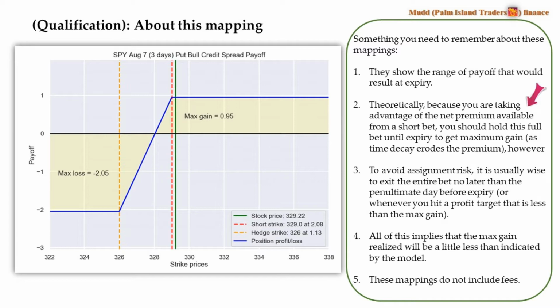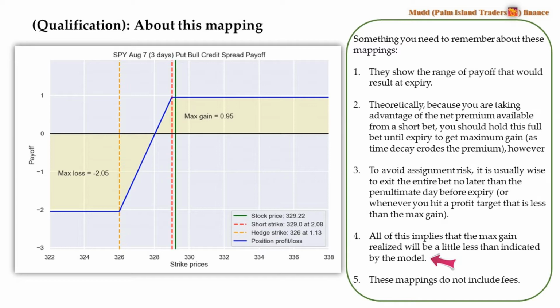they show the range of payoff that would result only at expiry. Theoretically, though, because you are taking advantage of the net premium available from a short bet, you should hold this full bet until expiry to get maximum gain, because time decay erodes the premium. However, that's qualified because to avoid assignment risk, it is usually wise to exit the entire bet no later than the penultimate day before expiry, or whenever you hit a profit target that is less than the maximum gain.